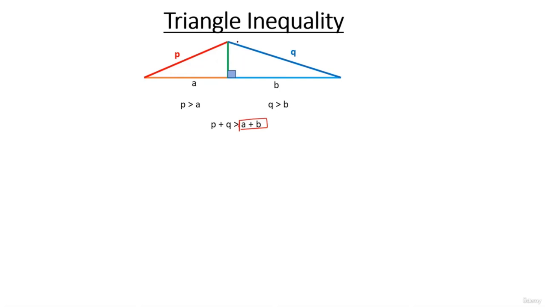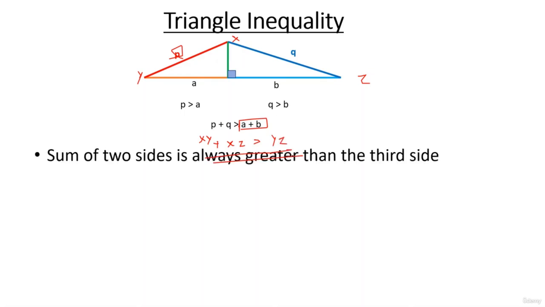If you observe, guys, we have a triangle being formed, triangle XYZ. What is P? Side XY of the triangle. What is Q? Side XZ of the triangle. XY plus XZ is greater than YZ, right? This tells us, guys, that for a triangle, the sum of two sides is always greater than the third side. Okay, this is the proof, and this is called the triangle inequality.